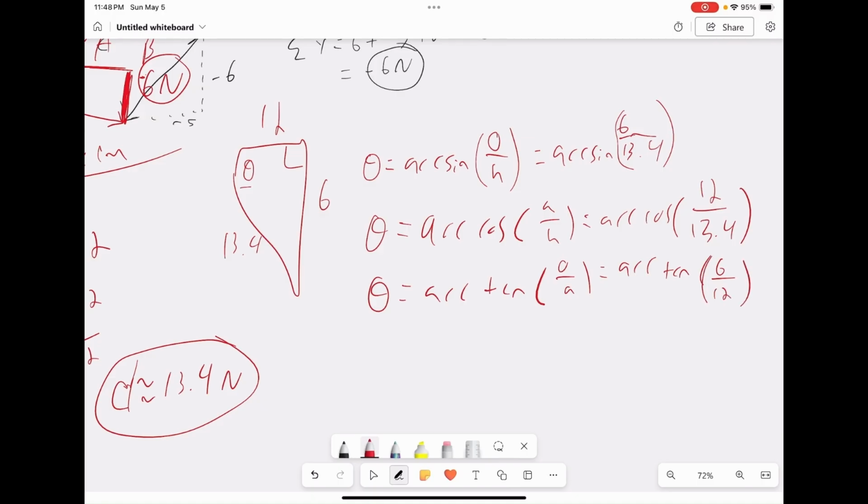Okay, so any of these three trig functions will give you the same thing. You could write this also as sine to the negative first, cosine to the negative first, and tangent to the negative first. Your calculator might call it one or the other. All three of these functions will give you the same thing for your angle if your calculator's in degrees.